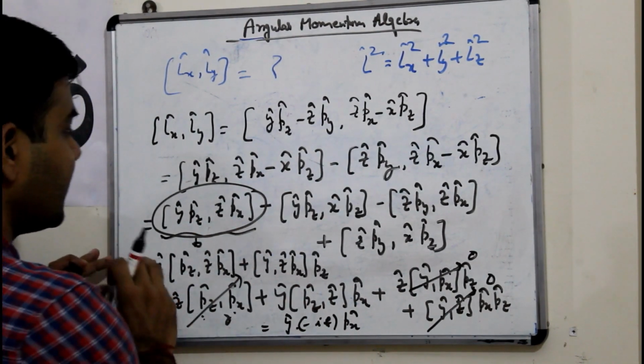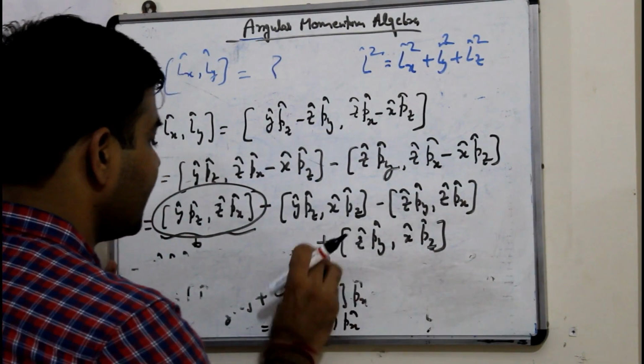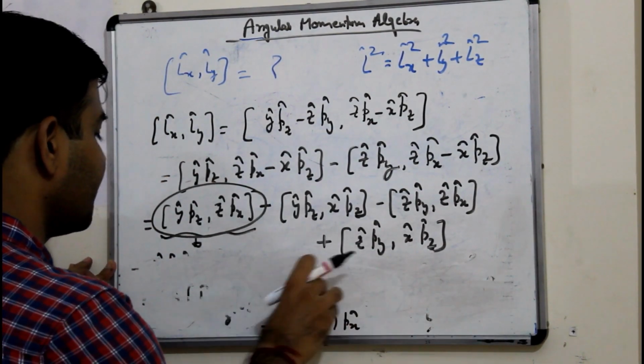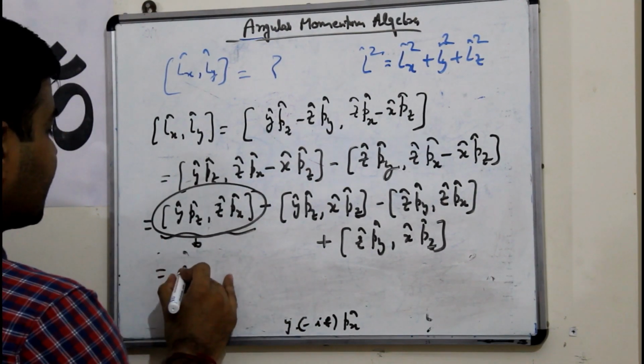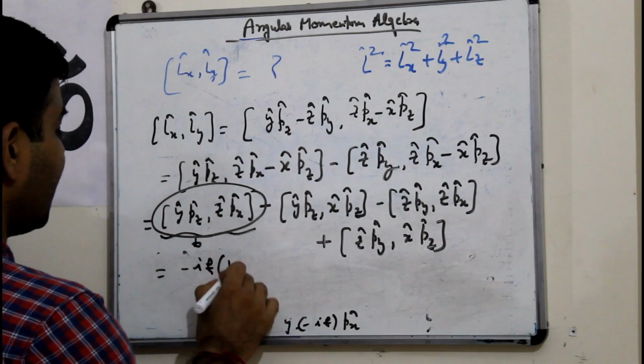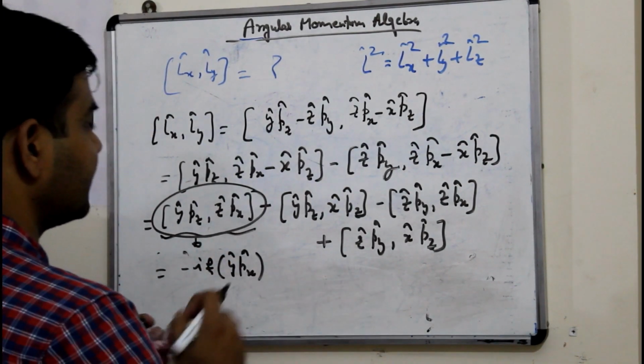So let me put it this way. This first bracket here gives me minus i h cross y hat px hat. This is the first. Now we come to the second.